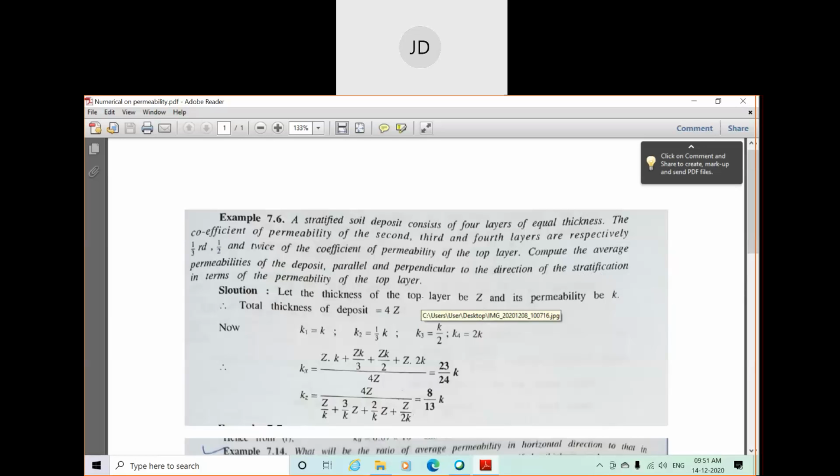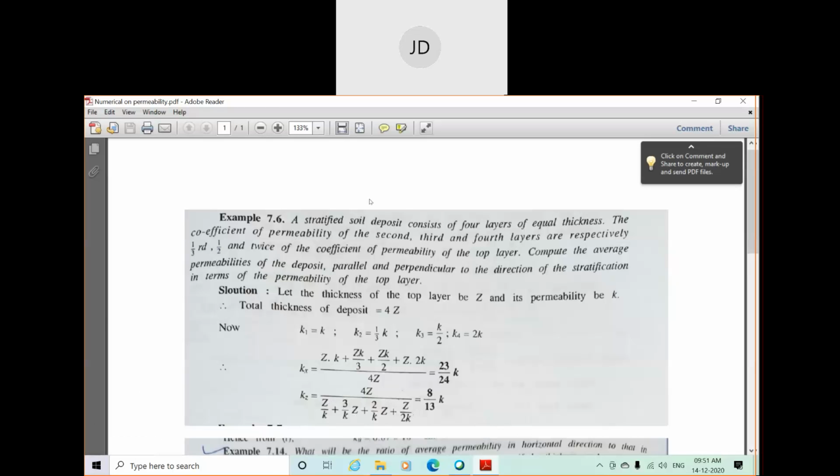Compare the average permeabilities of the deposit parallel and perpendicular to the direction of the stratification in terms of permeability of the top layer. So it looks like a complicated statement, but it's a very simple problem. You just need to draw the diagram and you can understand this particular problem. This kind of problem is usually asked in competitive exams, because you need to remember the formula for flow parallel to the bedding plane and perpendicular to the bedding plane in case of stratified soil.